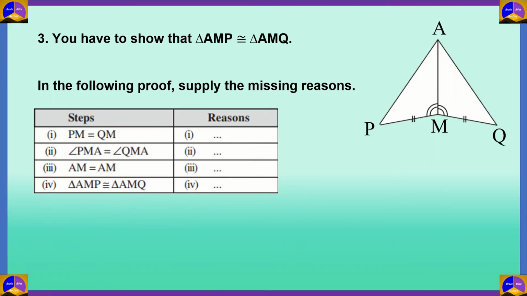Next question. You have to show that triangle AMP is congruent to triangle AMQ. In the following proof, supply the missing reasons. Now we have some steps given, some statements given, and we have to find the reasons why it is true. Now we don't have to give an elaborate reason for this, we just have to give a one-word answer. Now let's look at the first one. First one is PM is equal to QM. Now let's mark them on the figure.